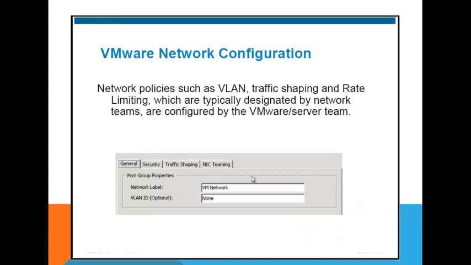Right, this picture shows how the port group can be created. We give a name, and then we give a VLAN ID. A detailed study about this configuration we'll be seeing later, but anyway, it is a graphical user interface. When you click, you can see these things very clearly.